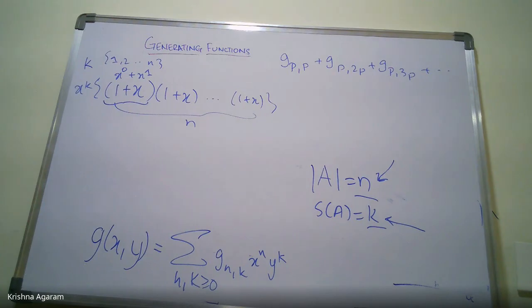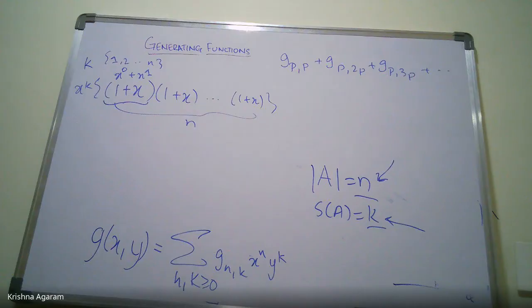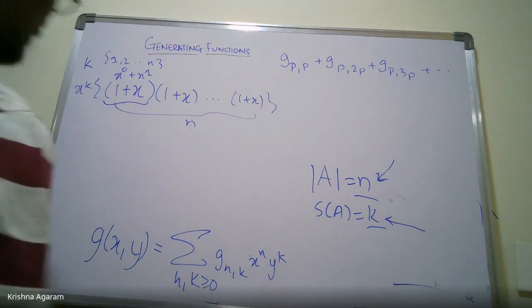Basically, each 1 plus x term corresponds to an element from 1 to n of the original set. Each of the elements in our main set corresponds to each of those 1 plus x terms. x to the power 0 corresponds to not taking that element in a subset, and x to the power 1 corresponds to taking it. So let's do the exact same argument on this.